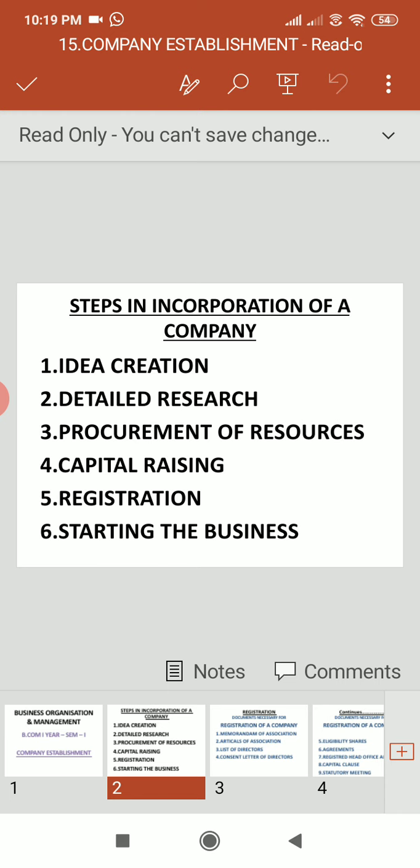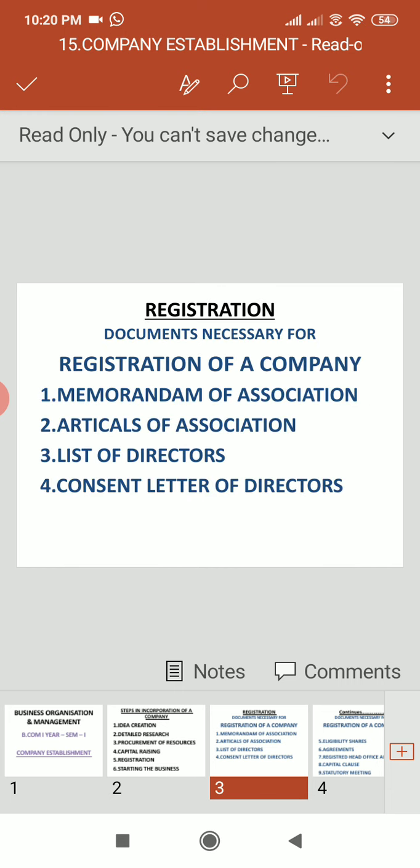Next, starting the business. After registration, a private company can start the business immediately, and for a public company, a commencement of business certificate should also be procured, and a statutory meeting should also be arranged before starting business for a public limited company. These are the main steps for incorporation of a company.